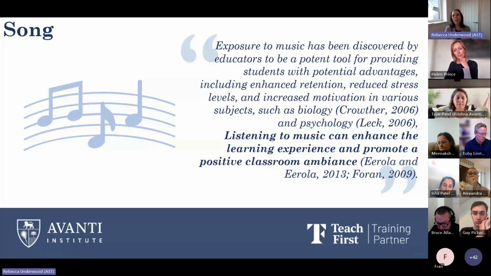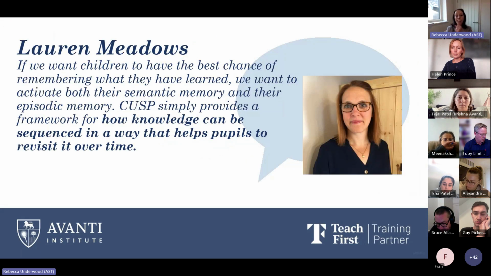Song as well, that exposure to music. I love this last bit. Listening to music can enhance the learning experience and promote a positive classroom ambience, and I think that's really important. Just play music, celebrate music across the curriculum as well. Again, changing the lyrics, looking into rhythm of poems as well, that sort of thing. And just to summarise, a CUSP tick once again.